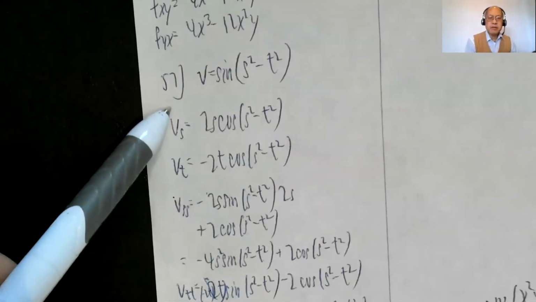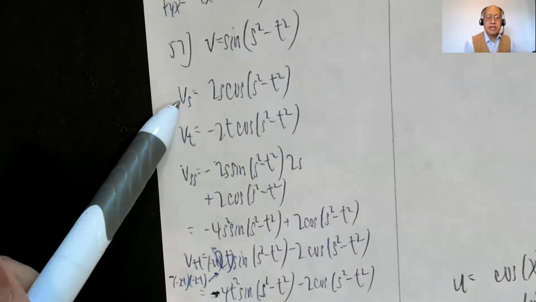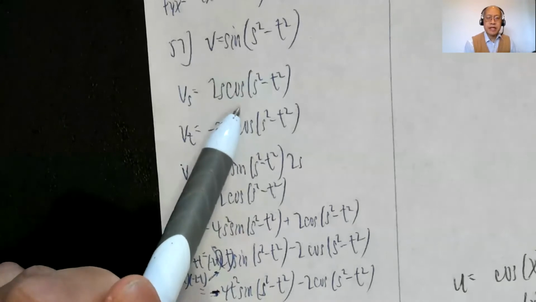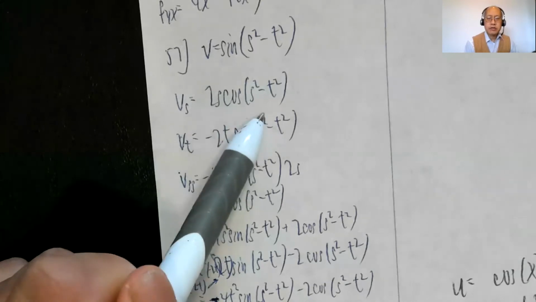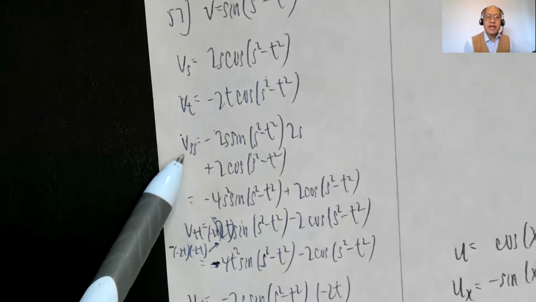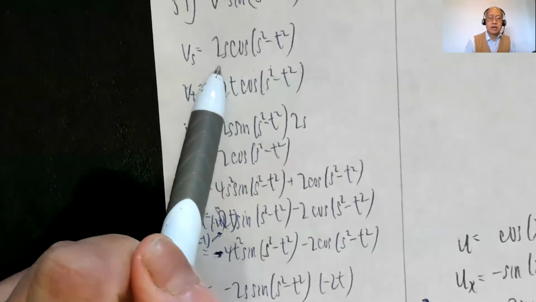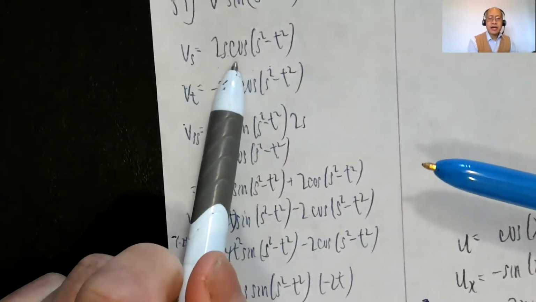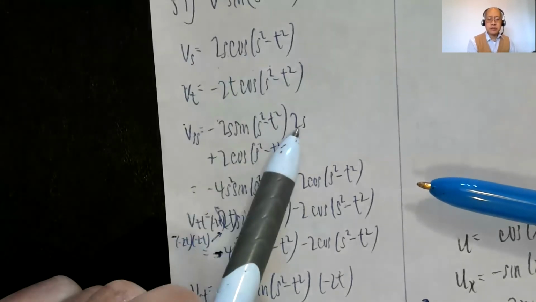Okay, 57. V is sine of s squared minus t squared. So V sub s, cosine of s squared minus t squared times the derivative with respect to s, 2s. V sub t, cosine of s squared minus t squared times the derivative with respect to t, -2t. V sub ss, take the derivative with respect to s and differentiate with respect to s, product rule. So first, 2s times the derivative of the second, negative sine of s squared minus t squared, times the derivative of the inside with respect to s, 2s.